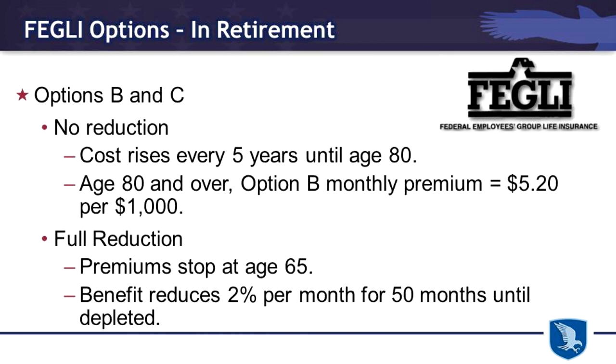You can choose a full reduction of option B, and I'll show you on the screen what that looks like. You have premiums that stop at age 65, so you pay until that time and then you stop. But the benefit reduces 2% per month for 50 months until it's depleted. And again, that benefit won't begin reducing until you've turned 65. So you could have the full amount of option B from, let's say you retired at 63, for those 2 years before the reduction began. But again, be careful. Even to choose this, the cost can be quite high before age 65.